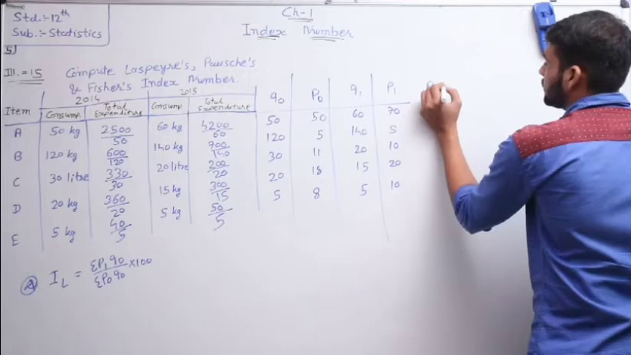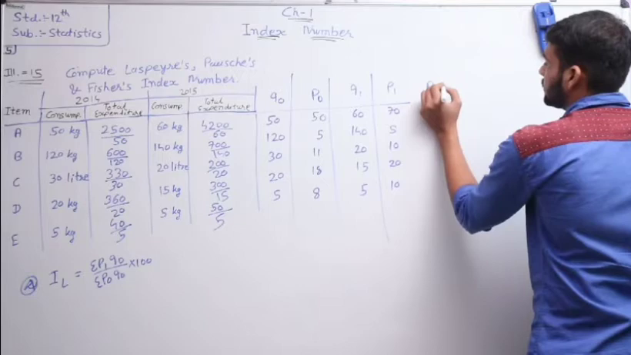So first is 70 multiplied by 50, so the answer is 3500. Then 120 multiplied by 5, so the answer is 600. Then 30 multiplied by 10, so the answer is 300. Then 20 multiplied by 20, so the answer is 400. And last, 5 multiplied by 10, so the answer is 50.